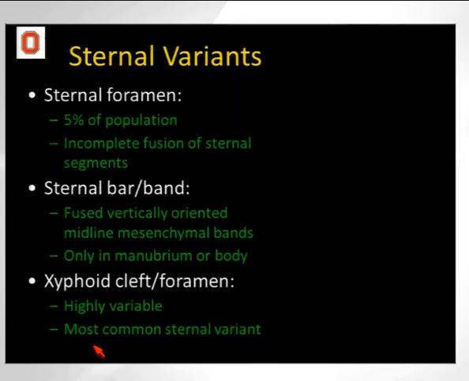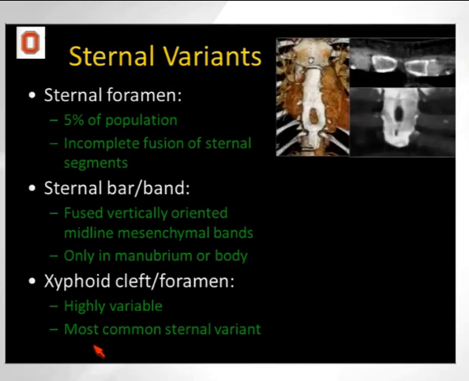There are also other normal variants that you need to know about. The sternal foramen can be seen in anywhere from 5 to 8% of the population, and these are simply holes in the sternum from failure of the paired mesenchymal bars fusing in the midline. They're always in the midline. They're usually circular or ovoid in shape, but they can mimic a lytic lesion.